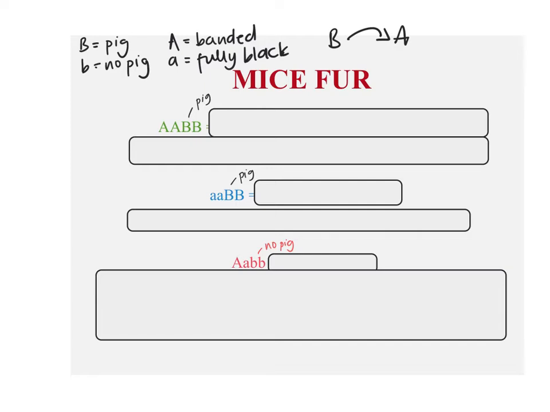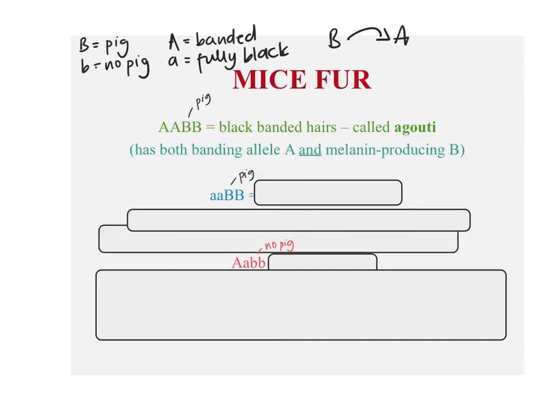And only then can we start taking a look at the A alleles, because we know that B controls A, so it's probably better, logically thinking wise, to look at B first. Now for the first one, we've got two big A's, two of those dominant alleles, which means our phenotype is going to be black banded hairs. We know we've got that pigment and we've got the banding available to do that as well. And these black banded hairs are called agouti, A-G-O-U-T-I, just there.